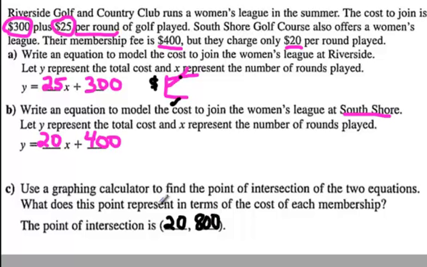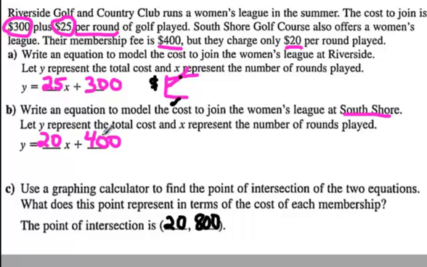Okay, so what does this represent? Well, let me help you out here. The 20 is the x line right here, and that represents how many times you're golfing. The 800 is talking about the y-axis, which is the money. So you could say it like this: if you golf 20 times, the price will be $800. Wow. But the deal is, it doesn't matter if you go to the Riverside Golf Course or the South Shore Golf Course. If you golf 20 times, you're looking at $800 for either course.